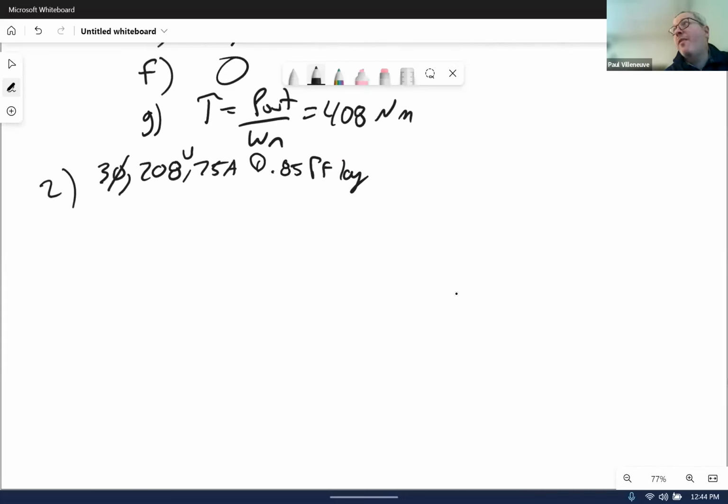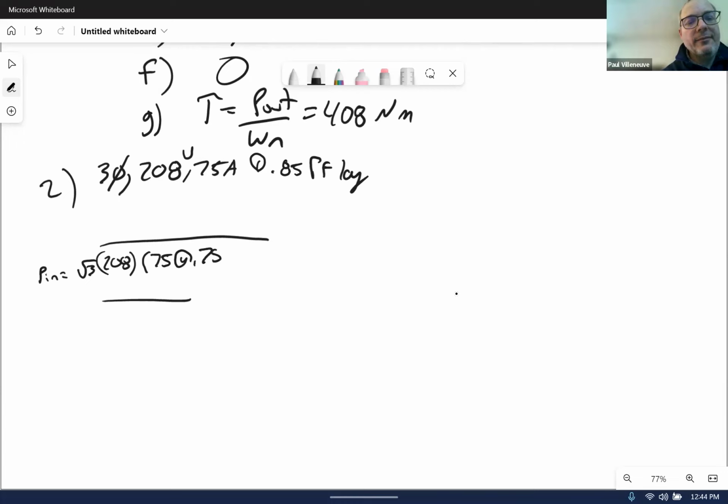Instead of putting them over here, I'm actually going to do my curve. So this is my P in, which is equal to the square root of 3 times my V line, 208, times my I line, times 0.85. And notice when I'm putting the current in there, I'm doing it as a magnitude and an angle. So you want to make sure that you put the real part of this, or else you're going to get goofy results. Your P in should only have a real quantity.